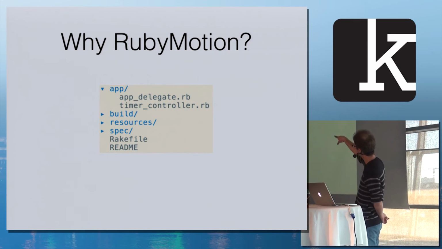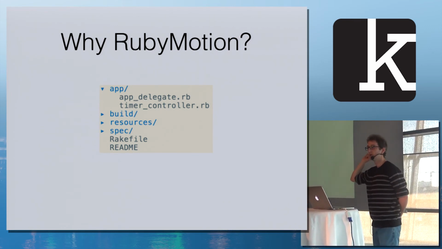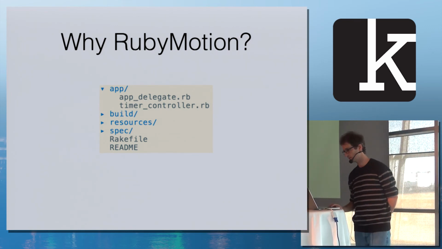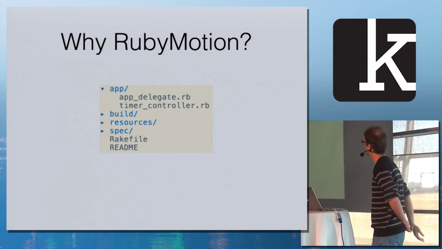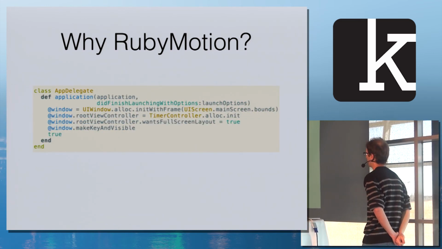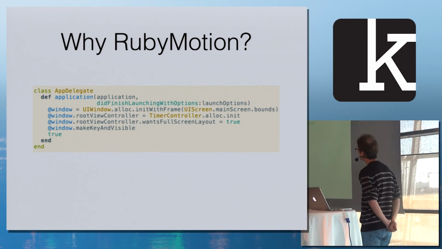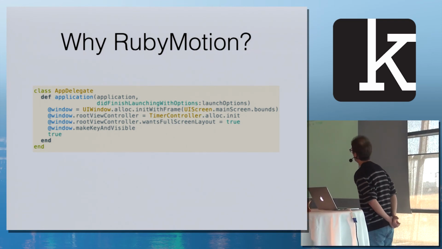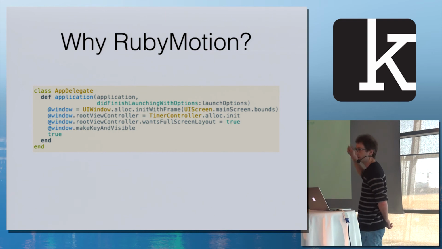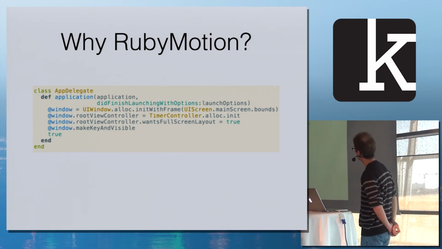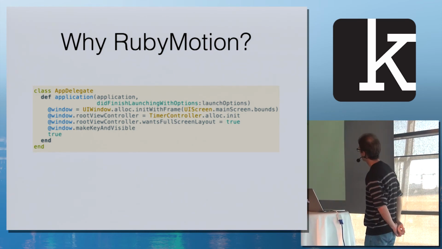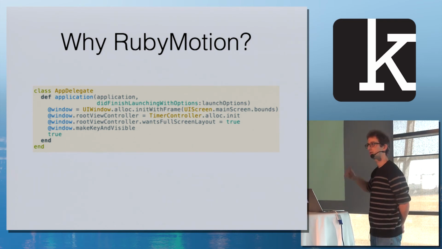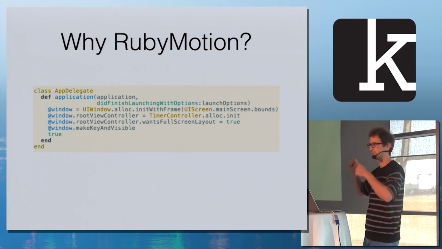We can add a file, timer controller, so that we can create a controller class, right? We open up the app delegate, and we tell the app delegate to create a window, set that window's root view controller to this controller class that we're going to write in a second, right? Set it as a full screen layout, and then tell it to go, right? That makeKeyAndVisible is kind of run, right?